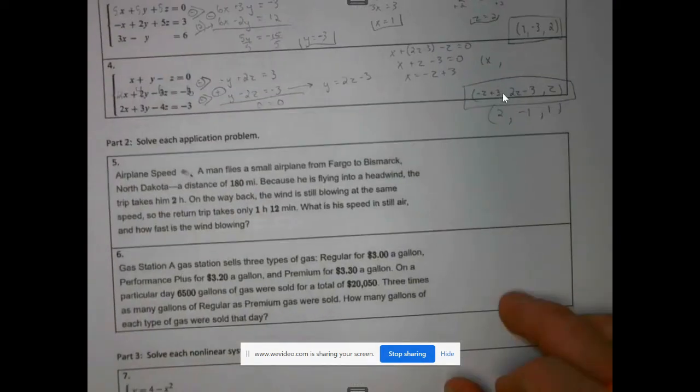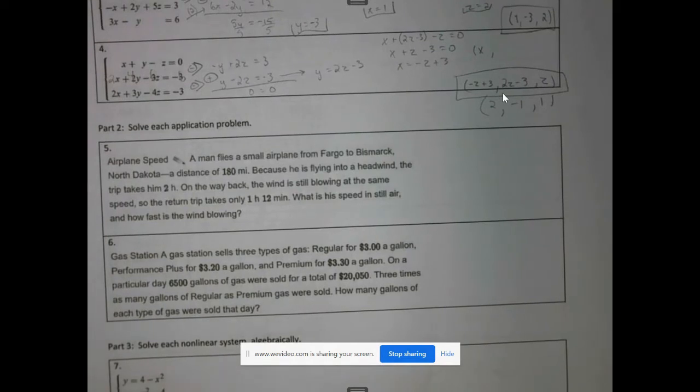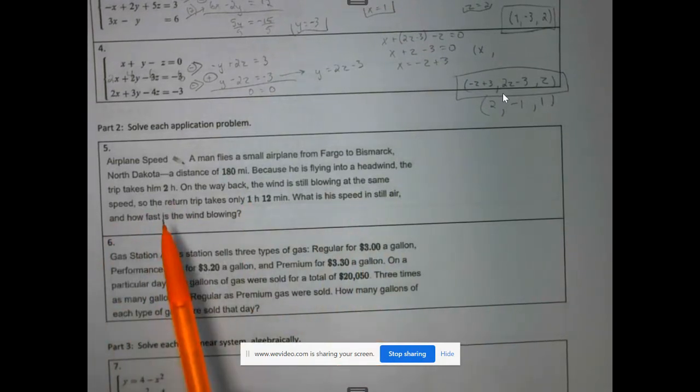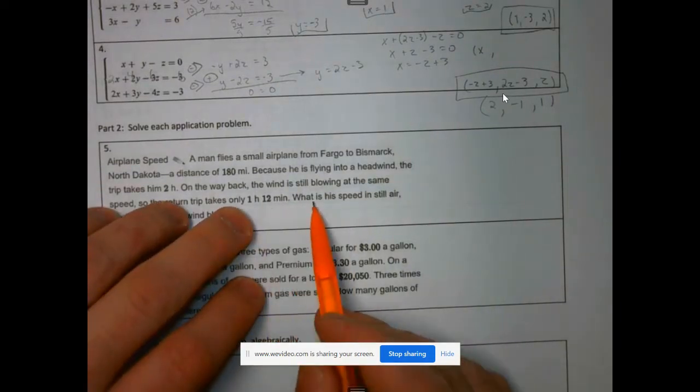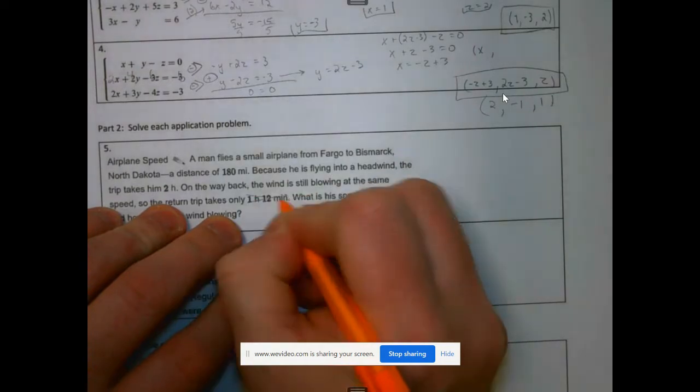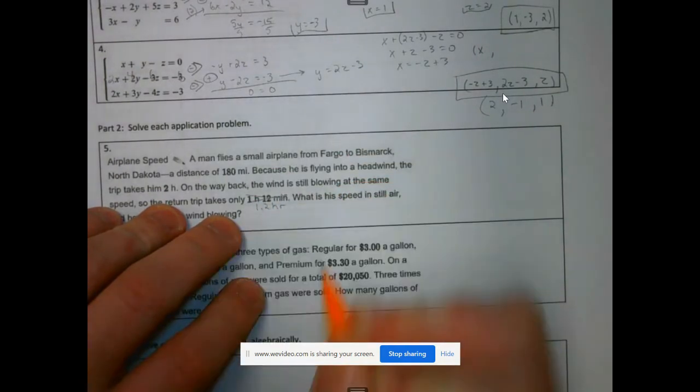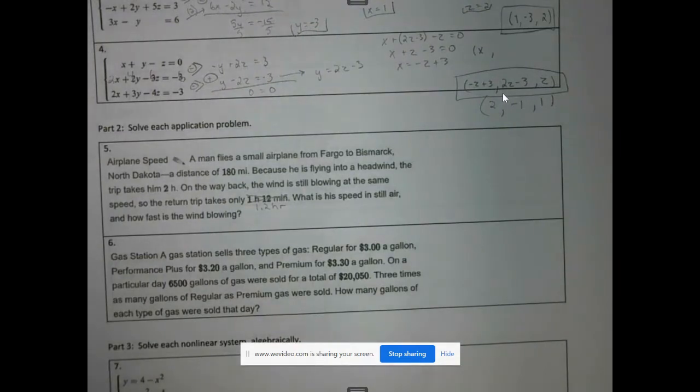Okay, let's look at the word problems here, or these application problems. So, airplane speed. A man flies a small airplane from Fargo to Bismarck, North Dakota, a distance of 180 miles. Because he is flying into a headwind, that means against the wind, the trip takes him 2 hours. On the way back, the wind is still blowing at the same speed and in the same direction. So the return trip only takes him an hour and 12 minutes, which we don't want, minutes. We want everything in hours. This is 1.2 hours. What is the speed in still air and how fast is the wind blowing?